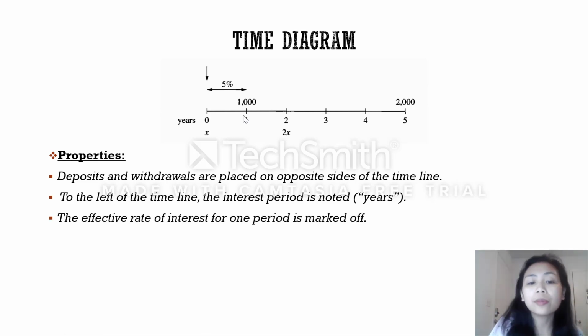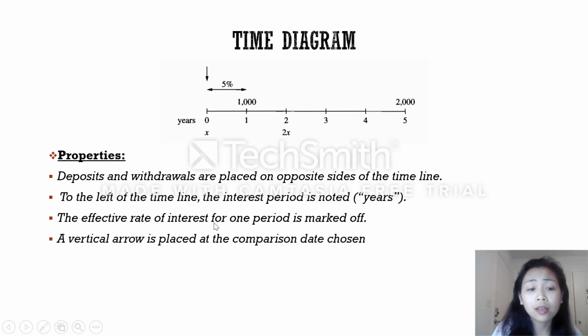The effective rate of interest for 1 period is marked off right here. So that means for 1 period is 5%. So if we move from 0 to 1, we multiply with 1.05. If we go from 1 back to 0, we multiply with v, where v is 1.05 to the negative 1.